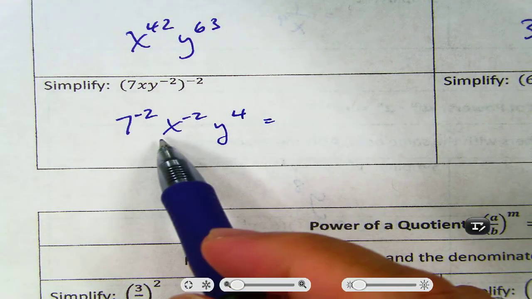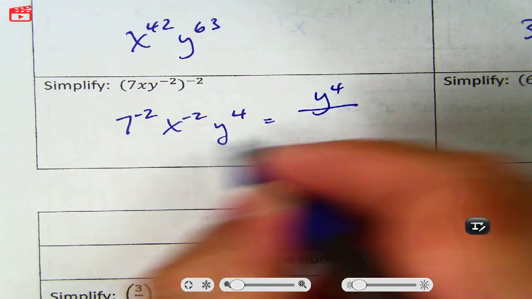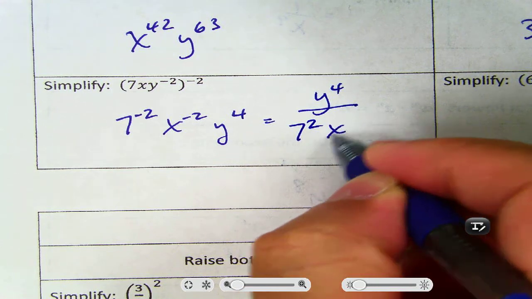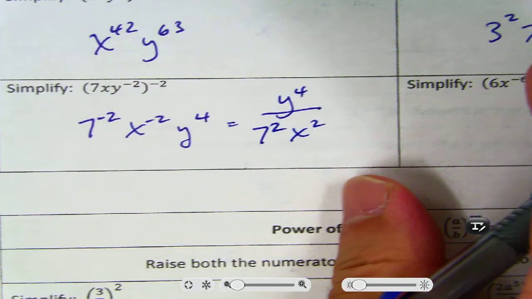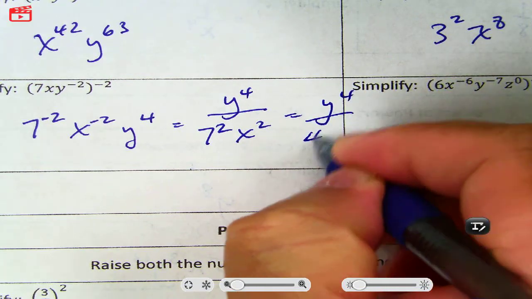Let's deal with the negative exponents. You have 2 of them. So you're going to have y to the 4 in the numerator, and then the other 2 go to the denominator, 7 squared x squared. And you could go ahead and work out the 7 squared. So it'll be y to the 4 over 49x squared.